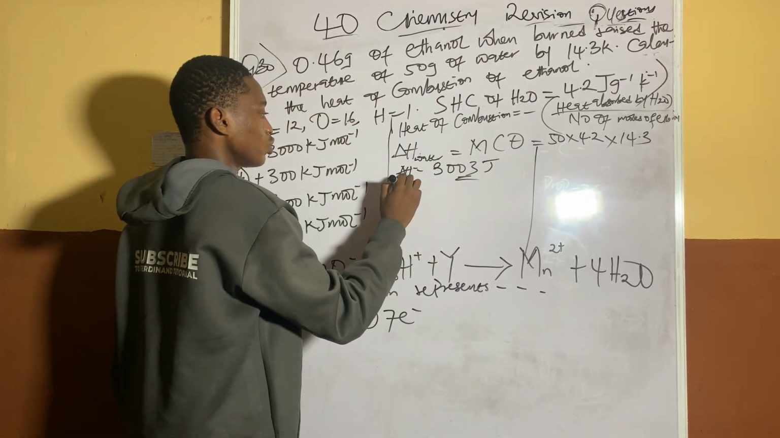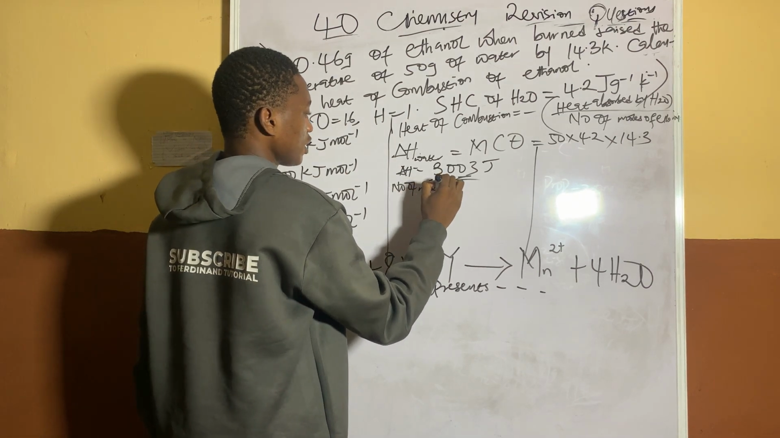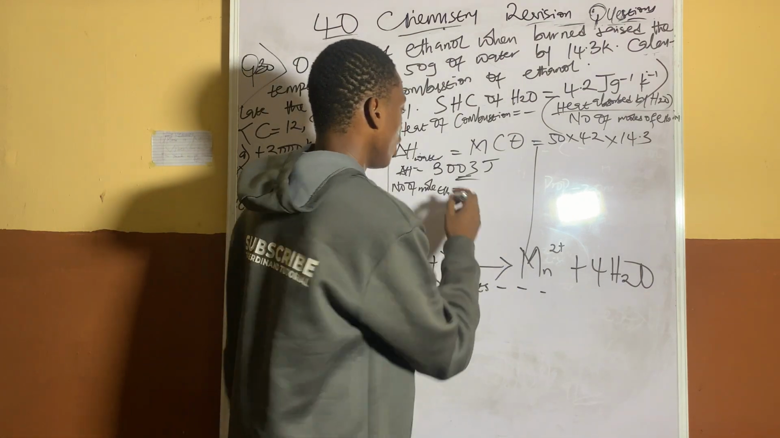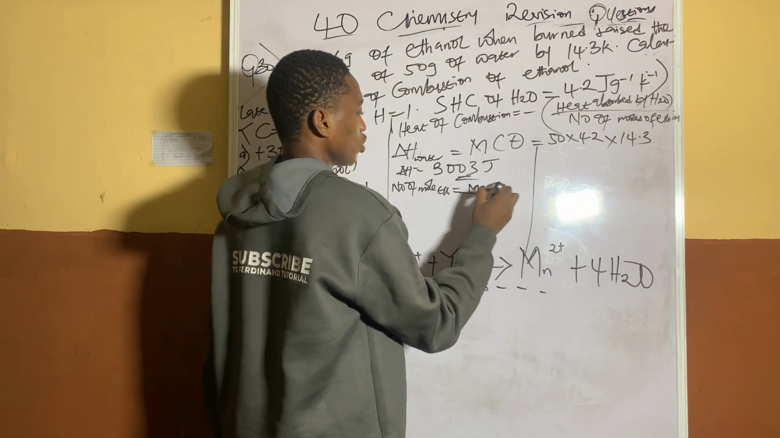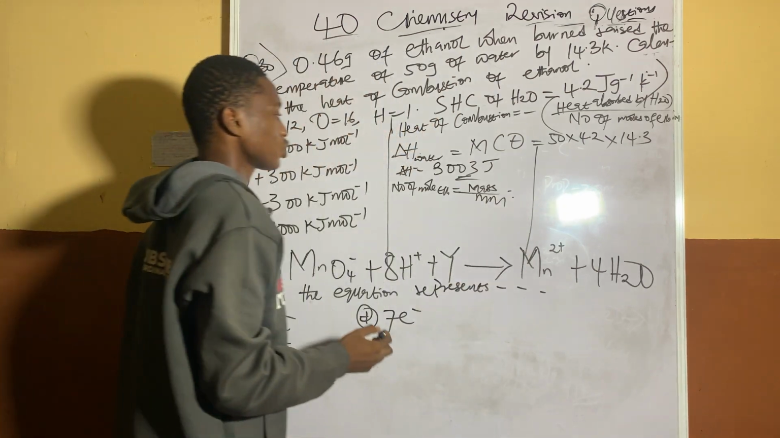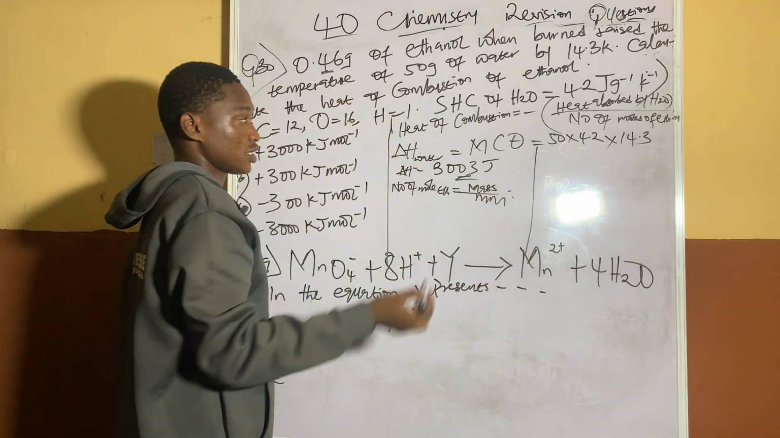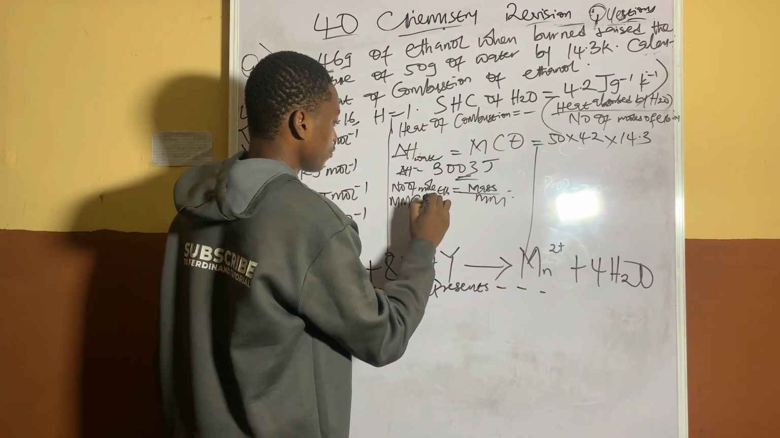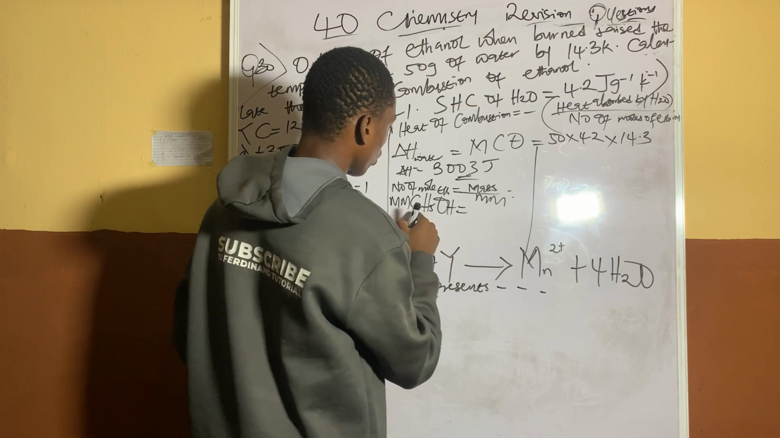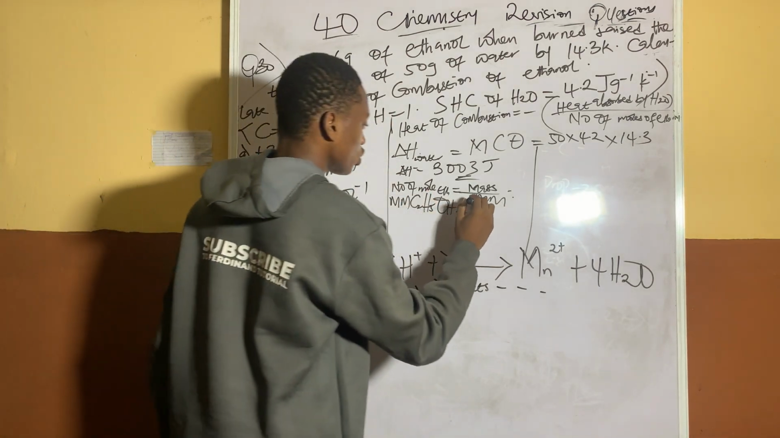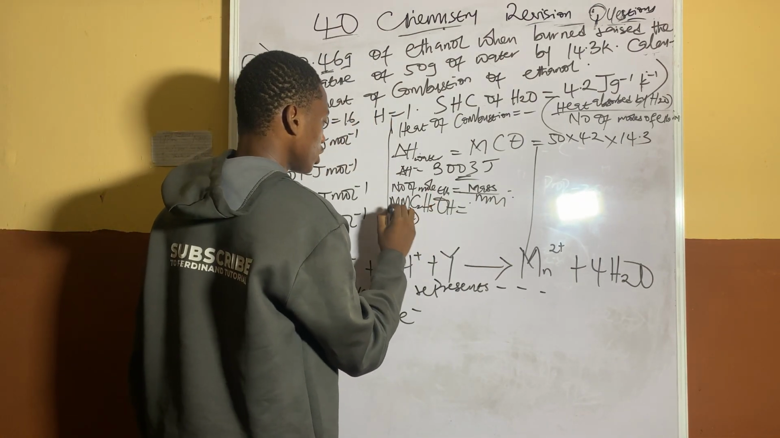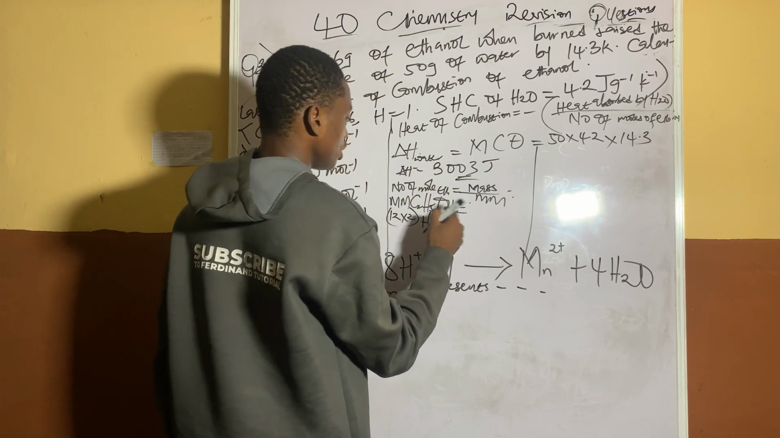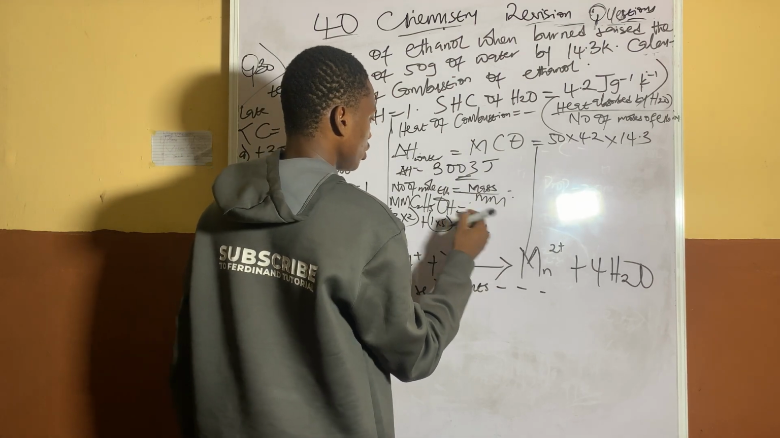So let's calculate the number of moles of ethanol. According to our stoichiometry, number of moles of ethanol will be equal to mass all over molar mass. First of all, we already have the mass of ethanol as 0.46 grams. But what is the molar mass of ethanol? Ethanol is C2H5OH. So let's calculate. C is 12, so 12 times 2, plus hydrogen is 1, so 1 times 5, plus oxygen is 16, plus hydrogen is 1.